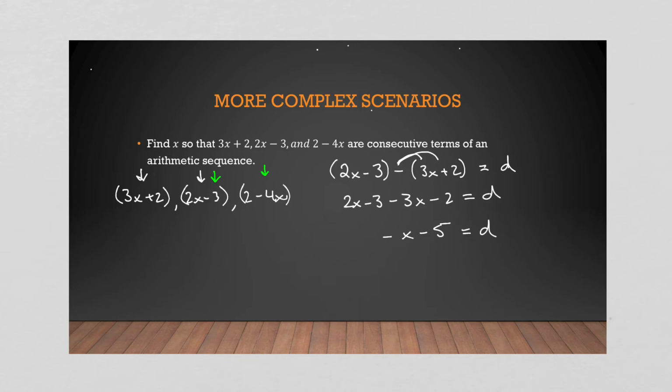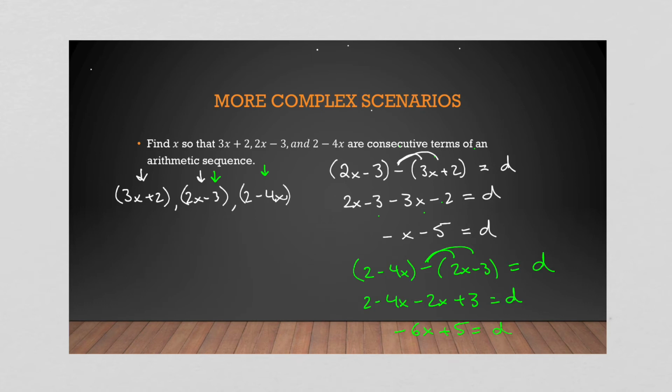Now, that doesn't really help us, but we have to keep looking at something else. We have to look at the difference in green. So if we have 2 minus 4x minus (2x minus 3), that also equals D. And now we have 2 minus 4x minus 2x, again, water bomb in the negative, plus 3 equals D. So group this together and you get negative 6x plus 5 equals D. So what does that mean?